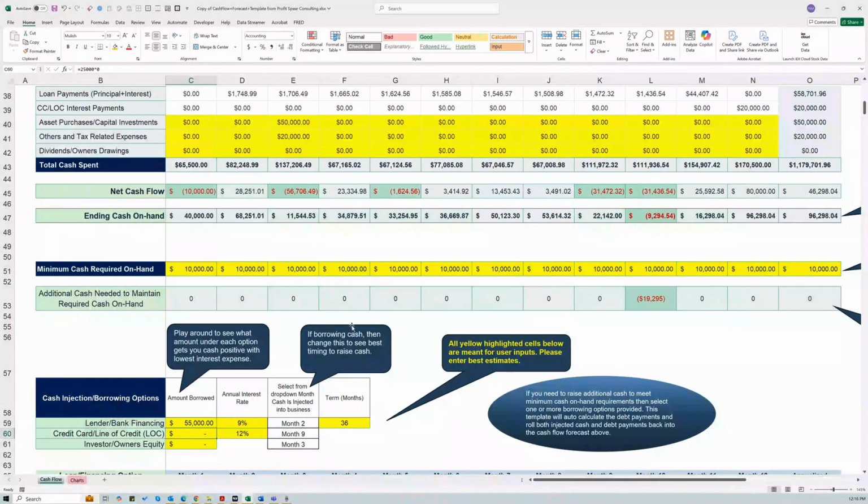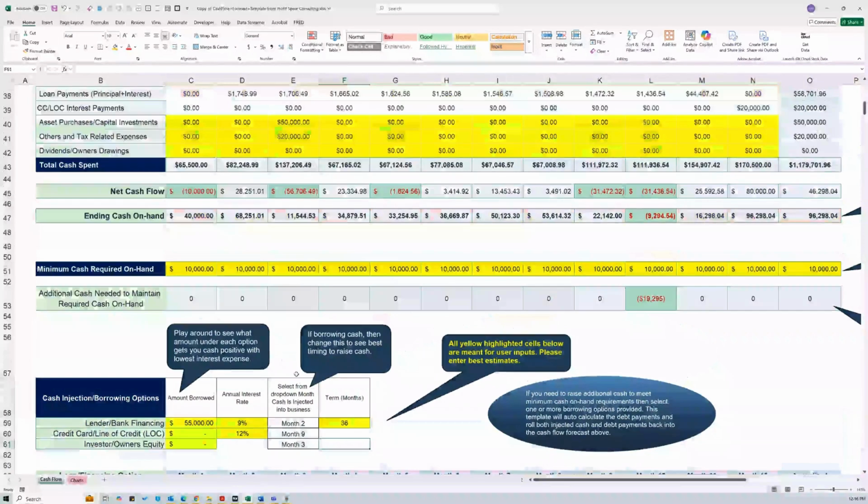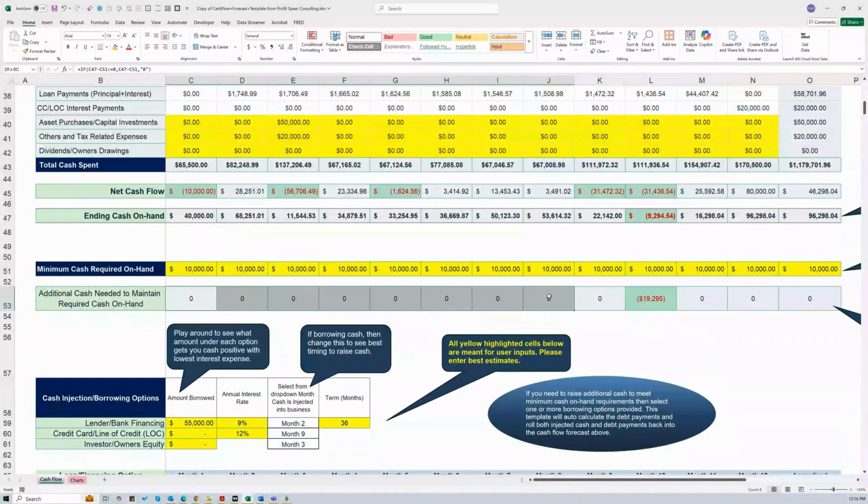So month 2, sorry, because you need it in month 3. So I will put in the $55,000 that I need to borrow, the interest rate from the bank, and I will also select the month in which I'll be injecting this cash into my business. Okay, so once you do that, you can see that your total cash on hand will be positive, and you will no longer be in a cash crunch, at least for the next 8 months.